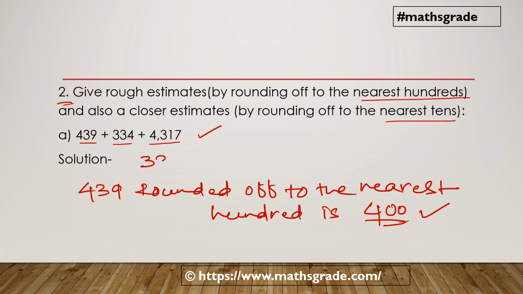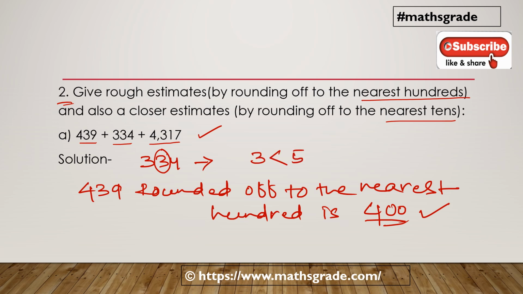Now 334. Now round off this number 334 to the nearest hundred. In 334, the tens place digit is 3, which is less than 5. So don't add 1 to the hundred place digit. Just write down 3 as it is and write down 0 in tens place and unit place digit. So 334 rounded off to the nearest hundred, we got 300.